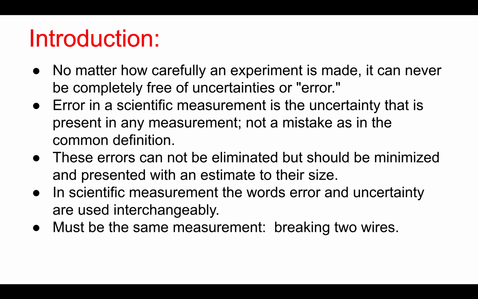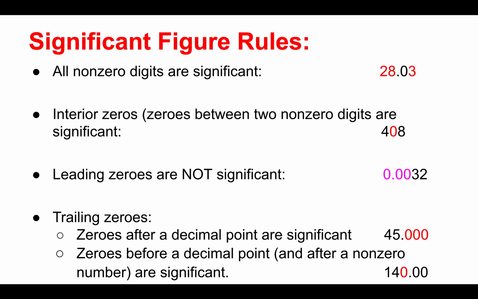An error or uncertainty is something like the scale is not tared properly for all the measurements, or during a measurement, a gust of wind comes by, okay? All right. Let's review significant figures. These are going to be important during our propagation of error section.